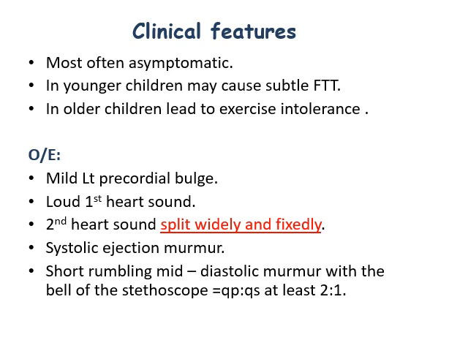On examination there is a mild left precordial bulge and a loud first heart sound. The most characteristic sign of atrial septal defect is wide and fixed splitting of the second heart sound. There is a systolic ejection murmur, and sometimes we hear a rumbling diastolic murmur when the ratio of pulmonary to systemic circulation is more than 2 to 1.